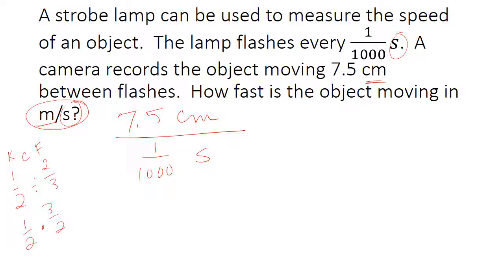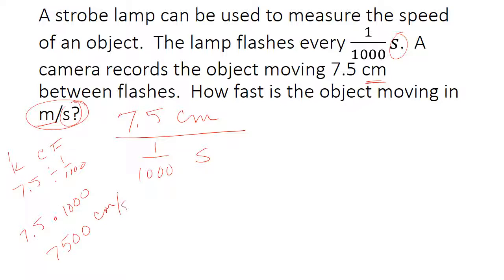We're going to write this as 7.5 divided by 1/1000th, and we would keep, change, flip. We would do 7.5 times 1,000, which is going to give us 7,500 centimeters per second. So that's what I'm going to use.